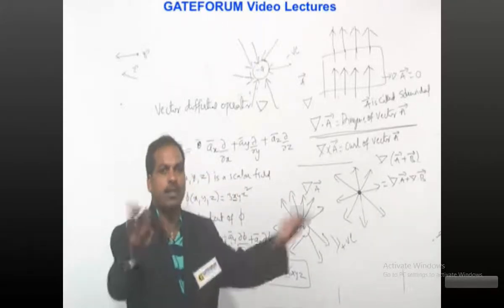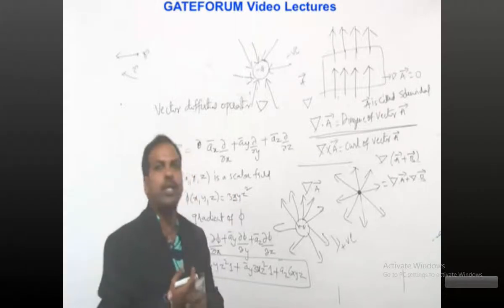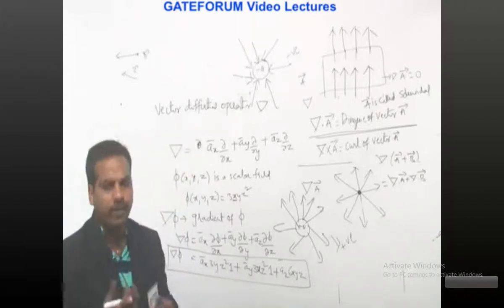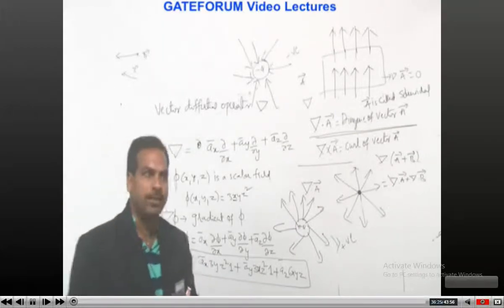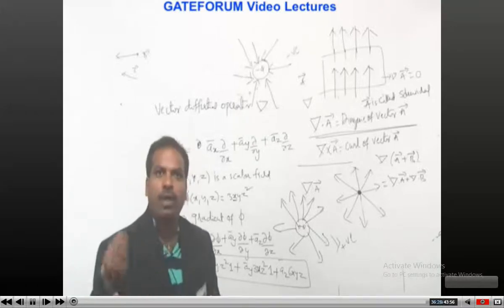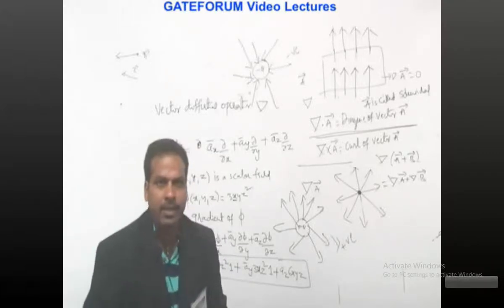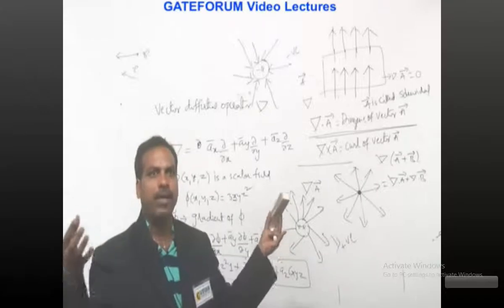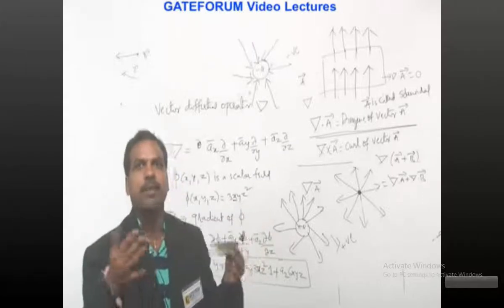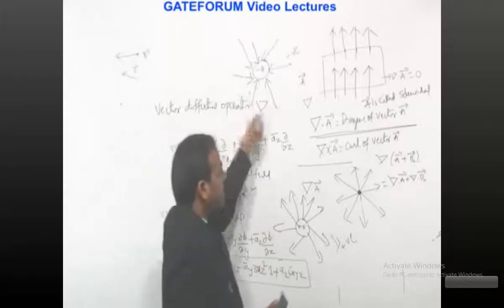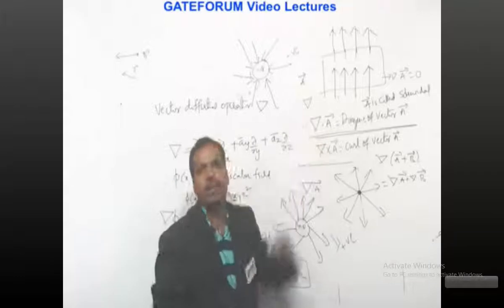Similarly, if the divergence of any field becomes zero, that field we can call a solenoidal field. That means the divergence of a field explains the diverging or converging nature of a field, how field lines can expand in different directions, or converge, terminating at a single point from different directions. This can be indicated using our divergence. But if the divergence of a vector is zero, then it is called a solenoidal vector.